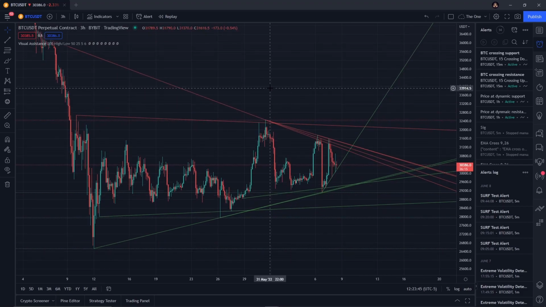Now that you know how this indicator works, you can go ahead and put it on any asset, whether it be crypto, forex, whatever you like to trade. You can put it on and see instantaneously horizontal support and dynamic support and resistance lines.